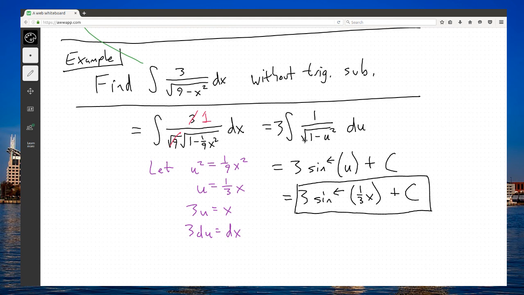Now there's nothing stopping you from using a trig sub if you wanted to, other than the fact that this problem required you not to use the trig sub. And it kind of depends from person to person or from problem to problem what the best method is. And so it's good to be able to know how to do both.